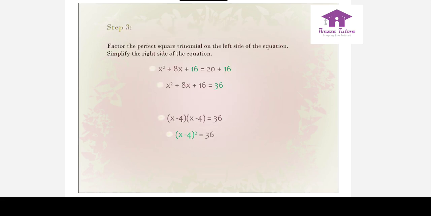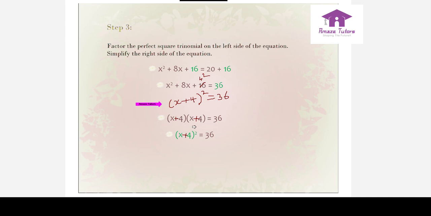Now we need to simplify the right side. Step 3. Factor the perfect square trinomial on the left side of the equation. Simplify the right side. That is step 3. Now here x squared plus 8x plus 16 equals 20 plus 16 is 36. Now we know how to write this. It is a perfect square trinomial. If I write this as 4 squared, it is x plus 4 the whole squared or x plus 4 times x plus 4. So here it is given by mistake as a minus, but it is plus.